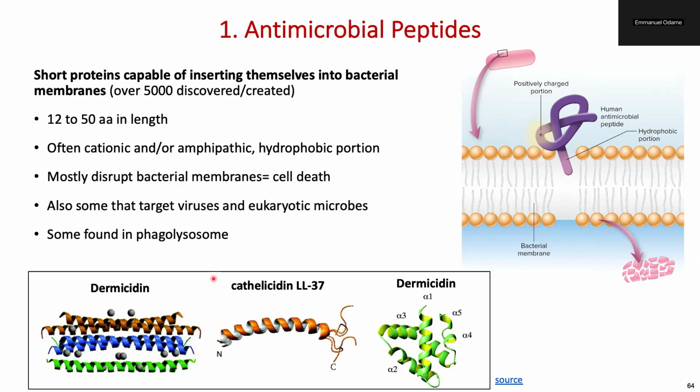We have dermcidins, which are basically a family of peptides. They can be cationic, they can be amphipathic, and they can also interfere with protein synthesis, directly damaging the DNA of the bacteria. We have protegrins, which are also a family of peptides. Also, they can be cationic, they can be amphipathic.